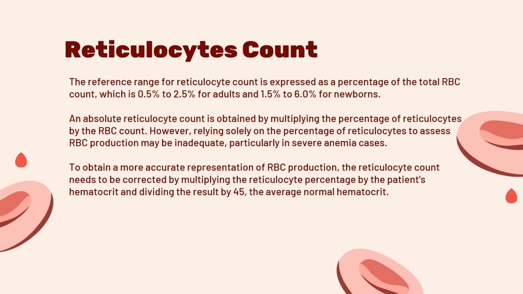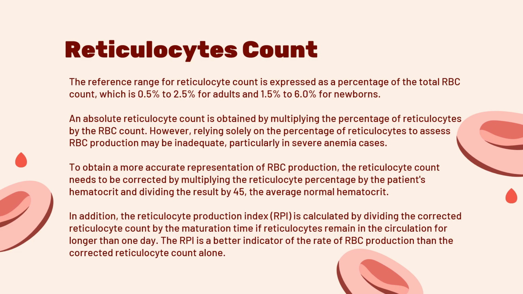To obtain a more accurate representation of RBC production, the reticulocytes count needs to be corrected by multiplying the reticulocytes percentage by the patient's hematocrit and dividing the result by 45, the average normal hematocrit. In addition, the reticulocytes production index, RPI, is calculated by dividing the corrected reticulocytes count by the maturation time if reticulocytes remain in the circulation for longer than 1 day. The RPI is a better indicator of the rate of RBC production than the corrected reticulocytes count alone.